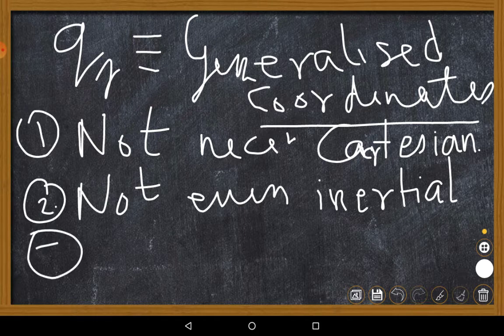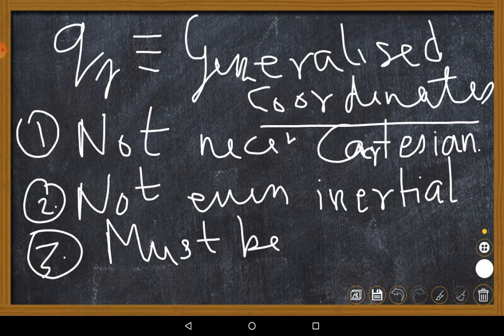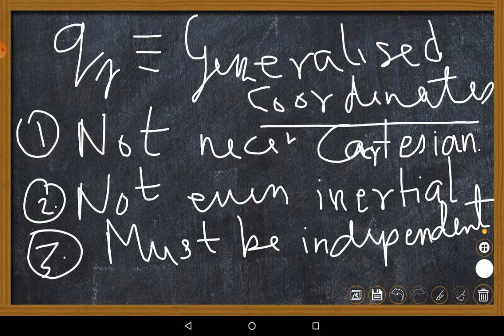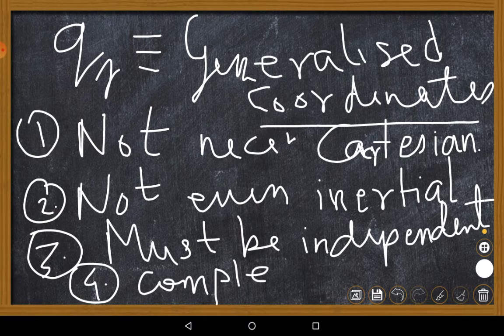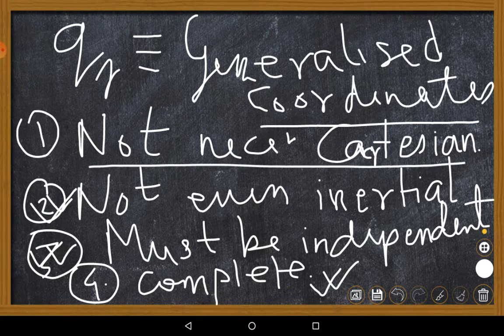Number 3 is that they must be independent. I'll tell what we mean by independent in this context. The generalized coordinates should be independent. There is some definite meaning to that. And number 4 is that they must be complete. I will say what I mean by complete, what I mean by independent, and what I mean by not even inertial.